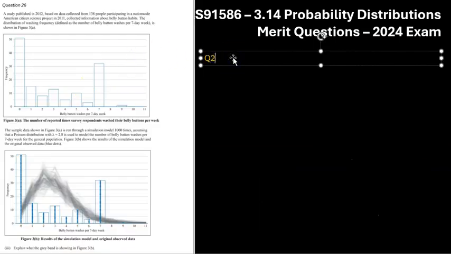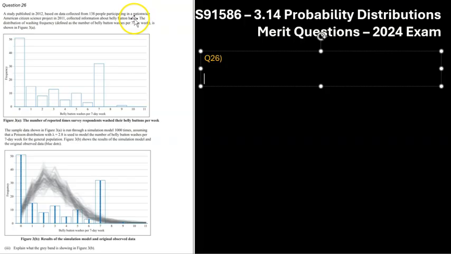Okay, so we're now on to the final merit question for this video, question 26, and this one is always the hard one. Students tend to really struggle with these ones. But we've got here a 2012 study collected from 138 people in 2011. It collected information about their belly button habits. This was defined as the frequency during 7 days. So basically, in a week, how many times did someone wash their belly button?